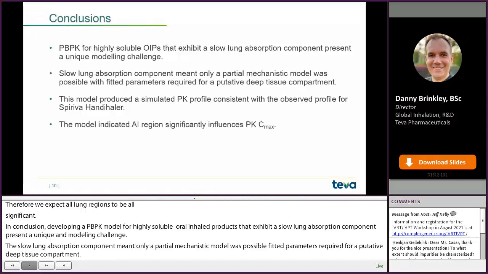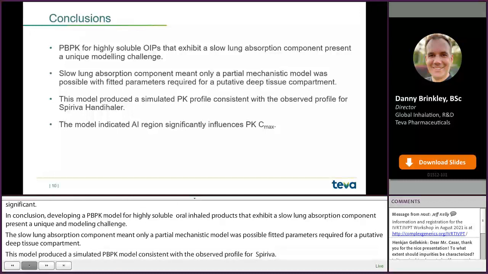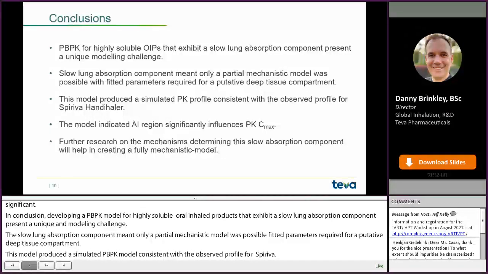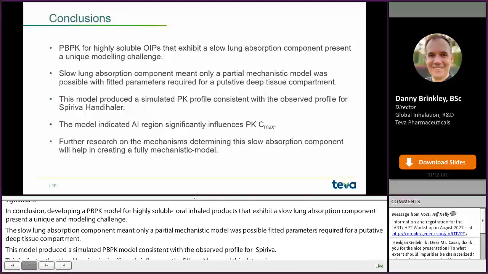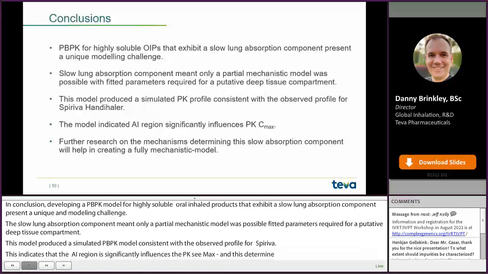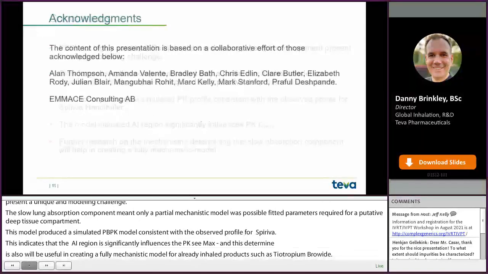The model indicates that the alveolar interstitial region has a significant influence on PK Cmax. Further research on the mechanisms determining this slow absorption component will be useful when creating a fully mechanistic model for orally inhaled products such as tiotropium bromide. This may help to validate the accuracy of the calculated regional lung deposition profiles.